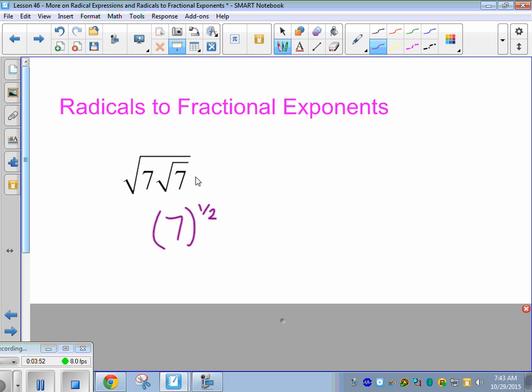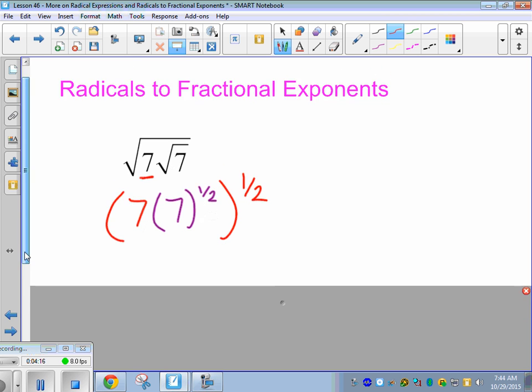So I'm rewriting this one on the inside here. So just this one on the inside is the same thing as 7 to the 1/2. Now I have this guy on the outside. I'm going to put that here. And this goes around the whole thing, right? This square root. So I'm going to put another big set of parentheses and that whole thing to the 1/2 power. Okay, so change the radicals to exponents.